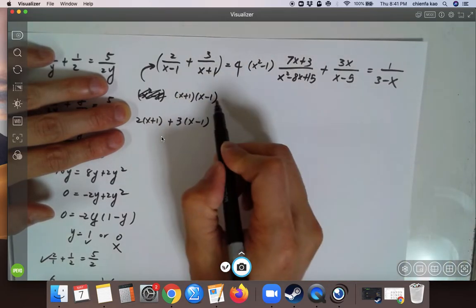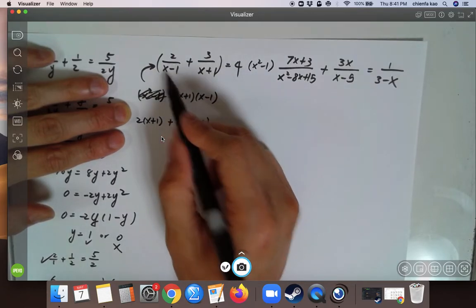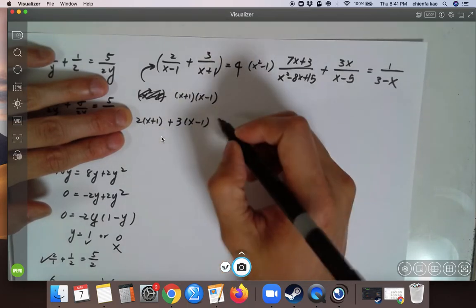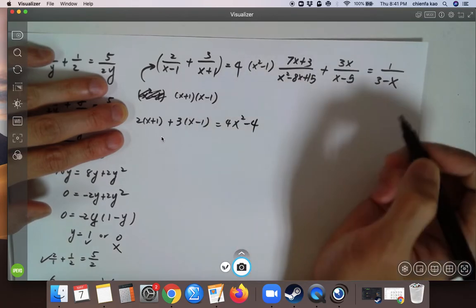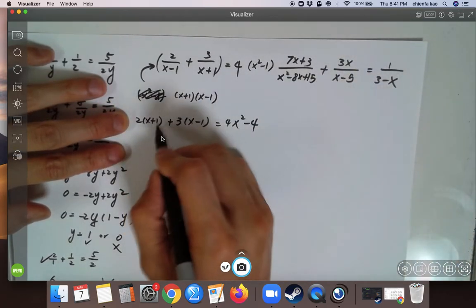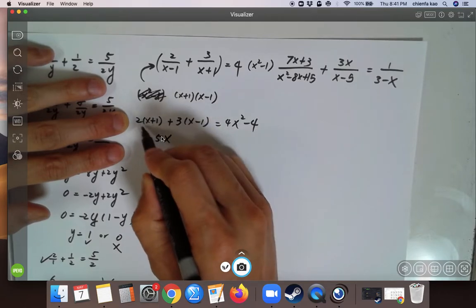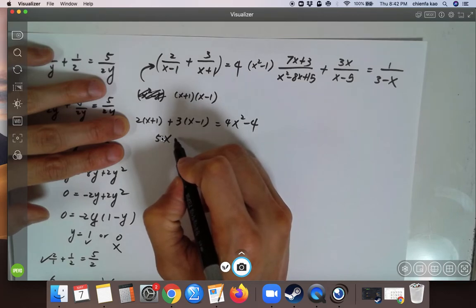All right, so it's this times this thing. So this distributes in, this and that will cancel. So that's why I have 2 times x plus 1, and vice versa. You figure it out. So this one is 4x squared minus 4. Everyone can do that. Let's simplify, put some stuff together. I have 5x, 2 and a 3. This is a 2. This is minus 3. So it's negative 1.